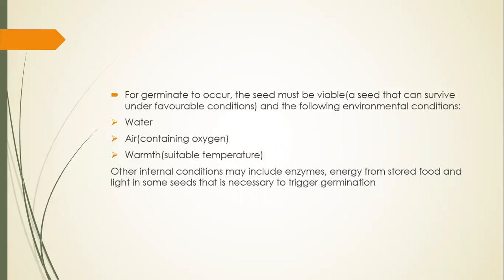So you can have these factors that enable seeds to germinate. One, the seed should be viable, that is, it can survive favorable conditions. Two, water. Three, air, that is oxygen. Four, warmth, suitable temperature. Five, enzymes. Six, energy. Then seven, you have light in some cases. So these are all conditions necessary for germination to occur. And the most important ones are the first four: viable seed, water, air, and warmth.